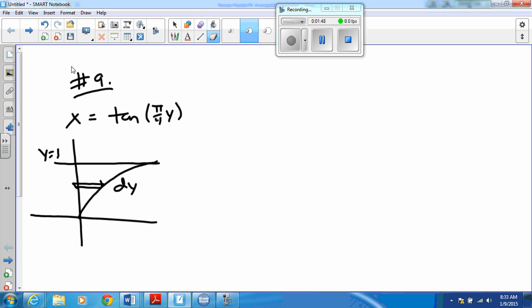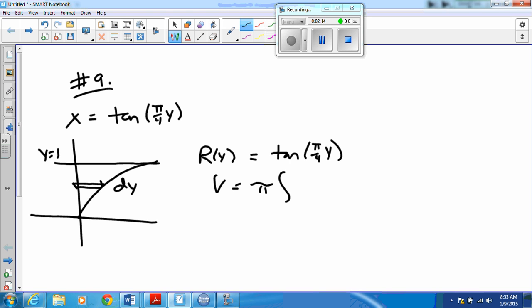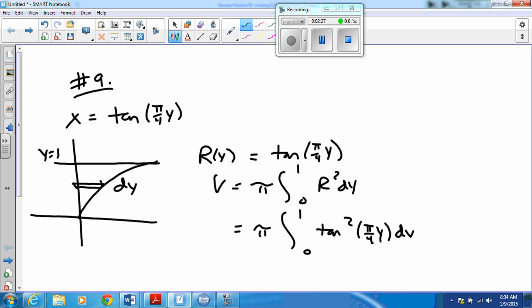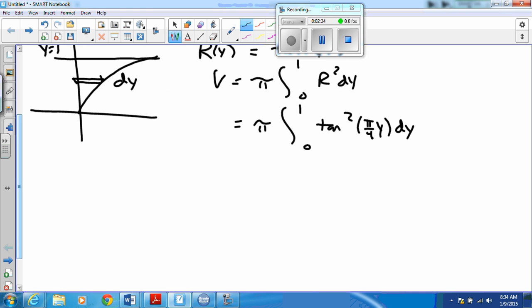We're going to have an outside radius. And that outside radius is going to be curve minus axis, which is going to be tan of pi over 4 y minus 0. And so now we have volume equals pi times the integral from the first y to the last y of r squared dy. And there we go.